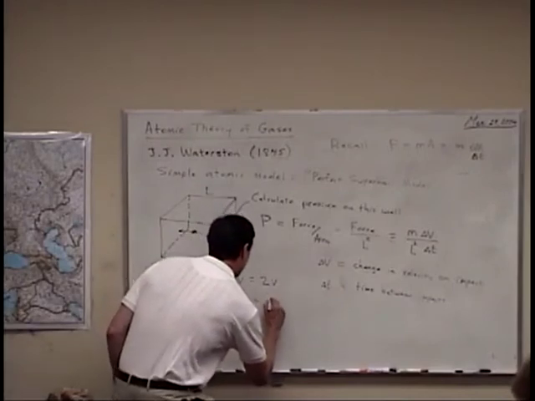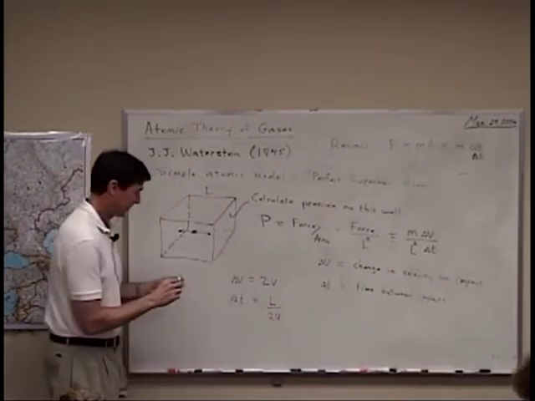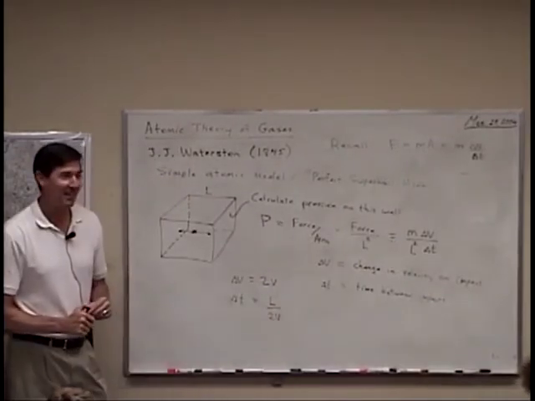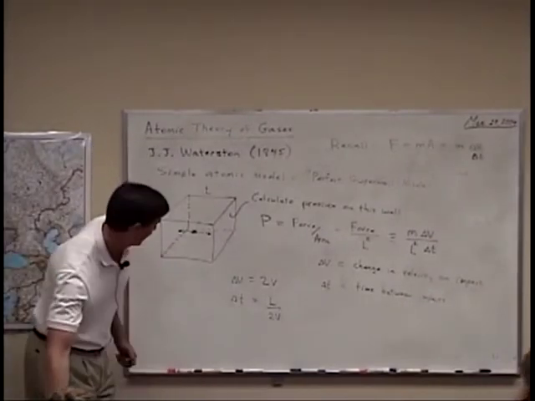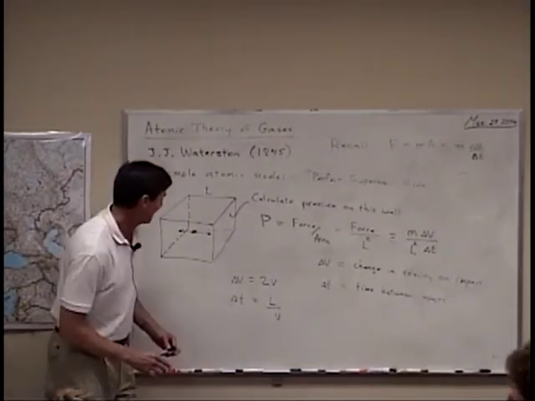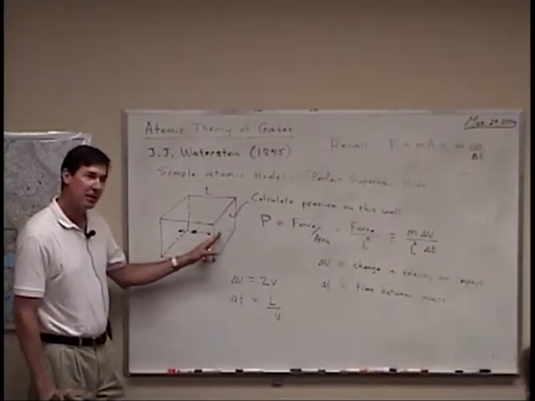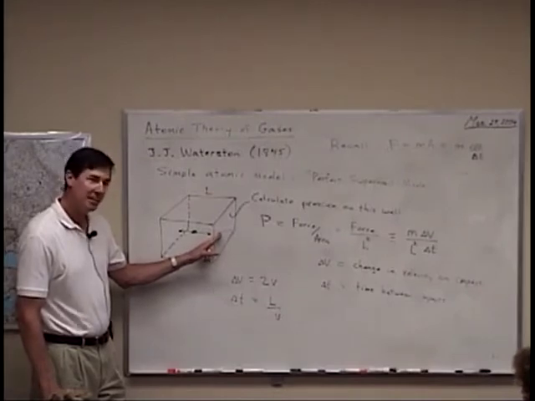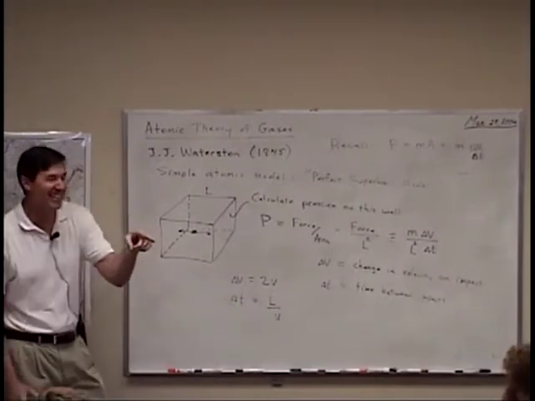Wait, here we have a proposal of L over 2V. Hmm? L over V. Yeah. L over V, okay. We have a change. Now we have L over V. Well, now remember, it's the time interval between impacts against this wall. Yeah, so it is L over 2V. It's two over. Now you've got it.